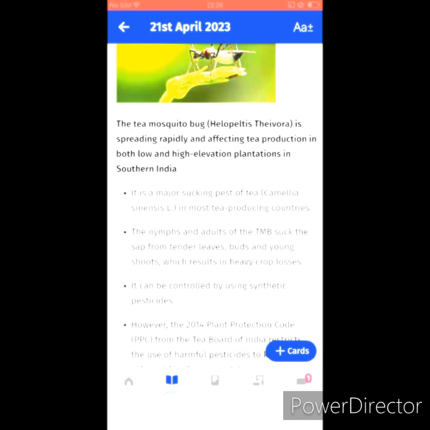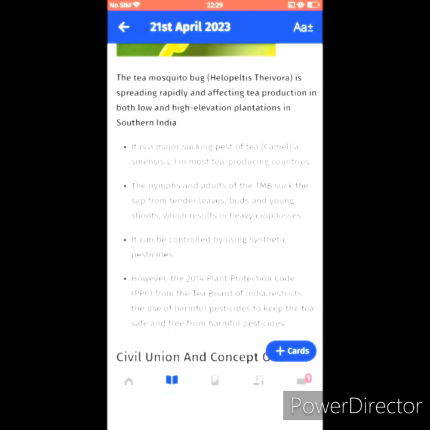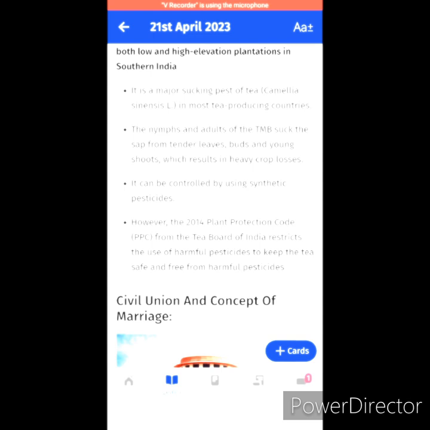Tea mosquito bug Helopeltis theivora is spreading rapidly and affecting tea production in both low and high elevation plantations in southern India. It is a major sucking pest of tea, Camellia sinensis L, in most tea producing countries. The nymphs and adults of TMB suck the sap from tender leaves, buds, and young shoots, which results in heavy crop losses. It can be controlled by using synthetic pesticides.